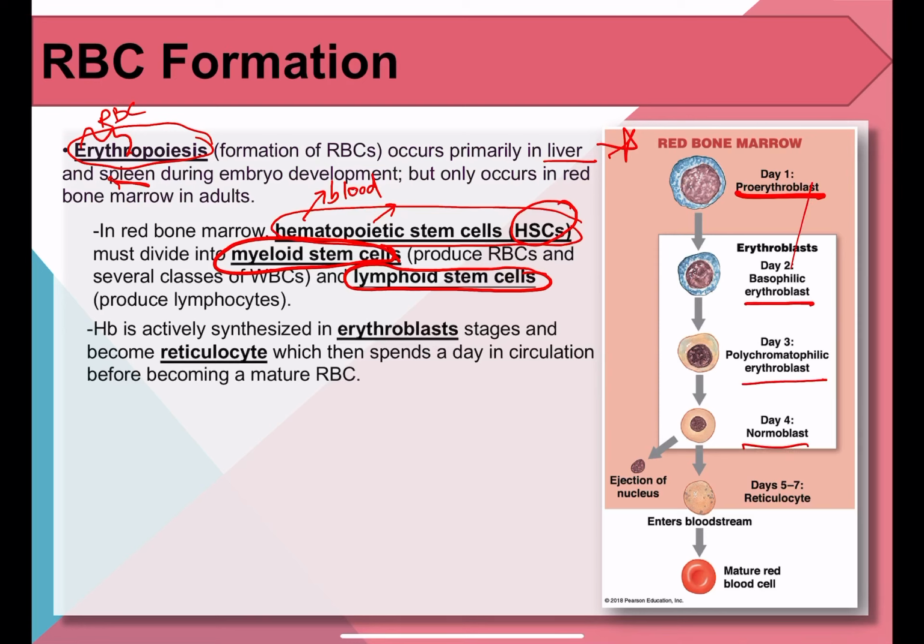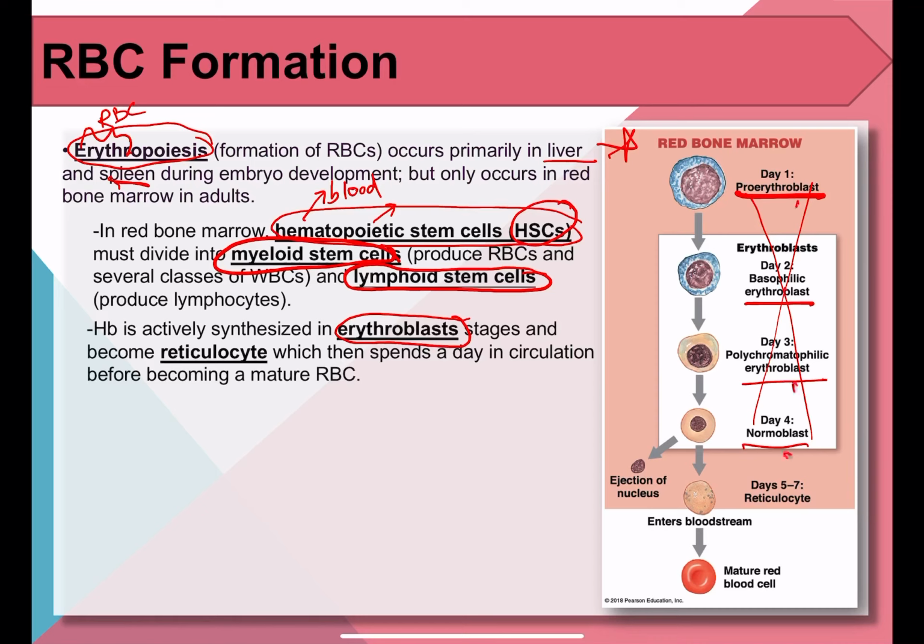I don't expect you to know all of these little steps. With A&P, there's just so much information, and I try to just narrow it down to what's the big picture, the gist. Okay, so for me, as long as you know from myeloid stem cell, they will differentiate into different stages of erythroblast, that's good enough for me. You don't have to know every single one of these little steps. Okay.